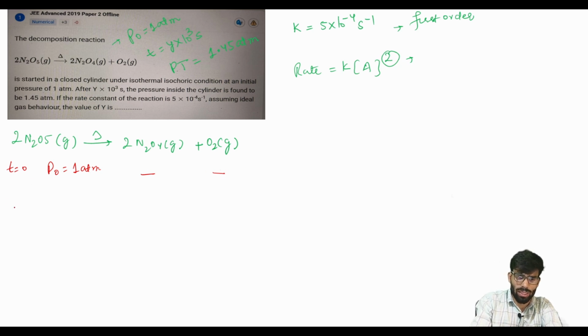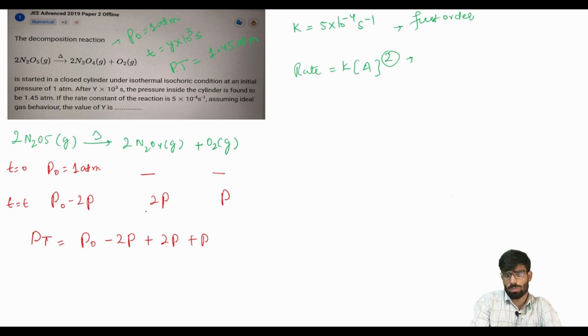After time t equal to t, the pressure would have been P naught minus 2P for N2O5, 2P for N2O4, and P for O2. So what got consumed here got produced. The total pressure for this reaction, PT, would be P naught minus 2P plus 2P plus P. This is the entire thing: what got consumed and what got produced. So it's the total pressure.